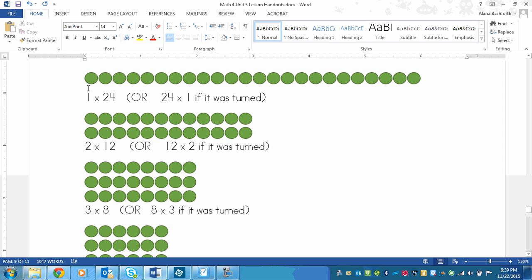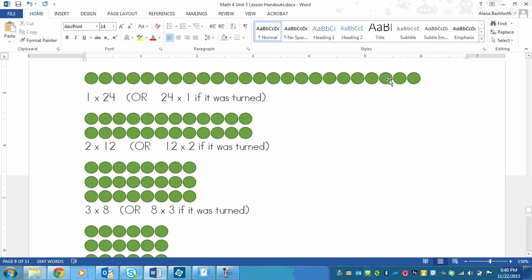So the first array is just one row of 24. Each time we're going to have 24 counters. So here's 24 all in one row. We could also have them up and down, one column of 24, and that'd be 24 rows, with one in each row. Remember, columns go up and down, rows go across.